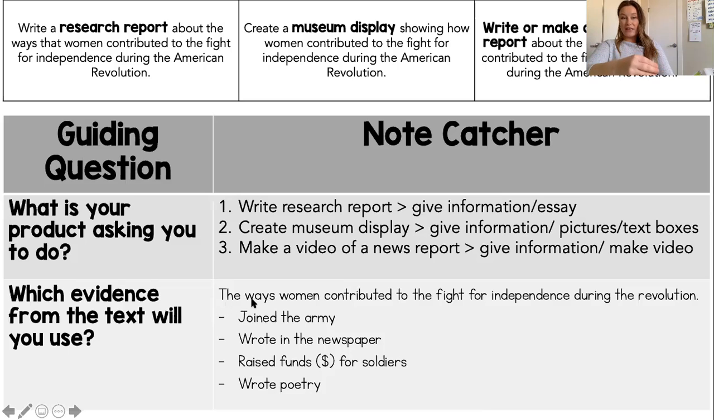Which evidence from the text will you use? You're gonna use all the text evidence of all the ways women contributed to the fight for independence during the Revolution. I'm thinking back to the question of what did women do for the cause for freedom? The question we asked and annotated our text all the way through as we read. They did things like join the army, wrote in the newspaper, raised funds for soldiers, and wrote poetry. I could go back to my text and find out all those different pieces of evidence and really expand them in whatever project option I chose, okay?